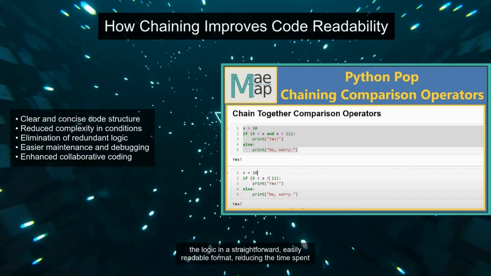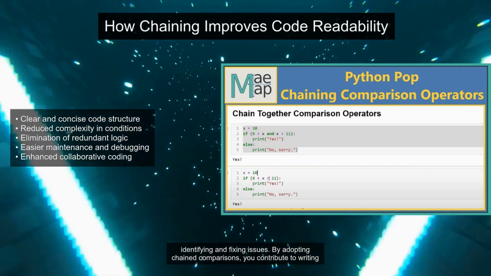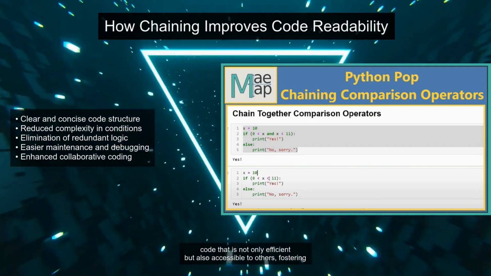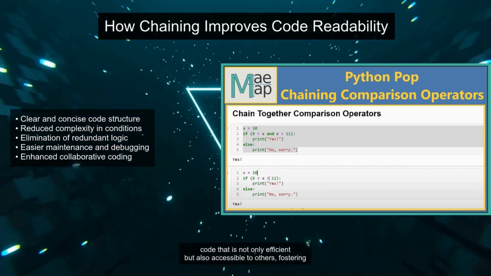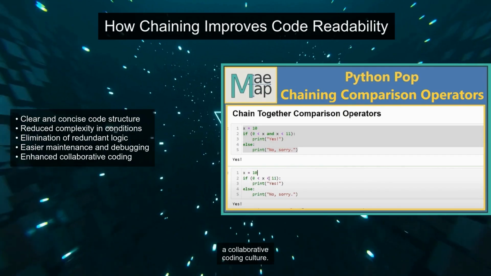When errors occur, it's easier to trace the logic in a straightforward, easily readable format, reducing the time spent identifying and fixing issues. By adopting chained comparisons, you contribute to writing code that is not only efficient but also accessible to others, fostering a collaborative coding culture.